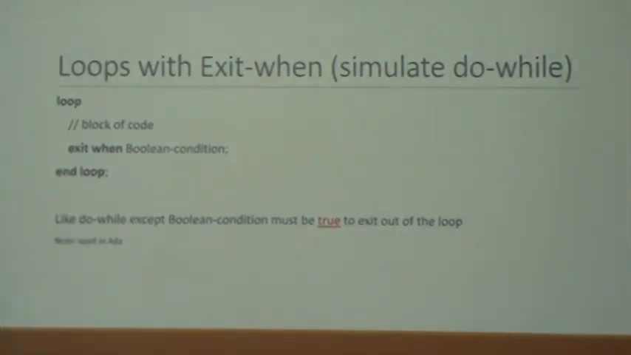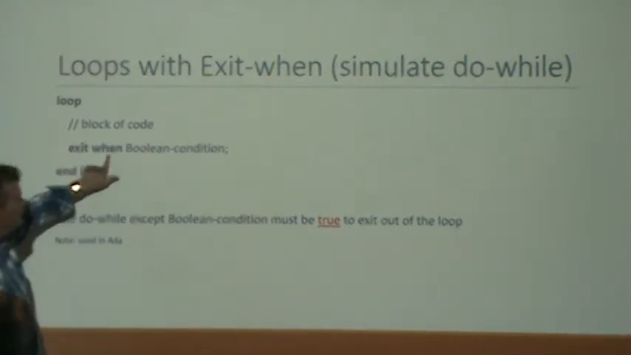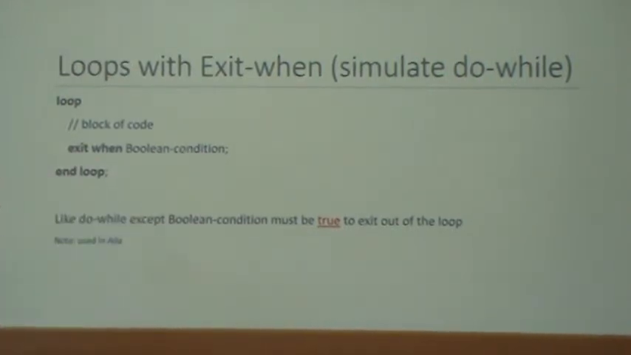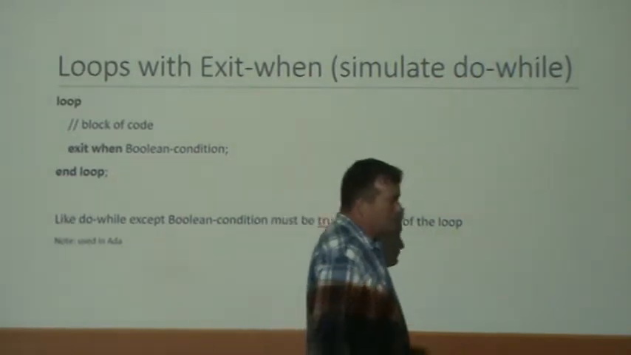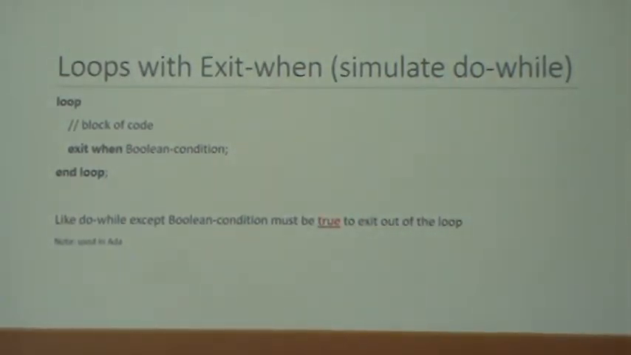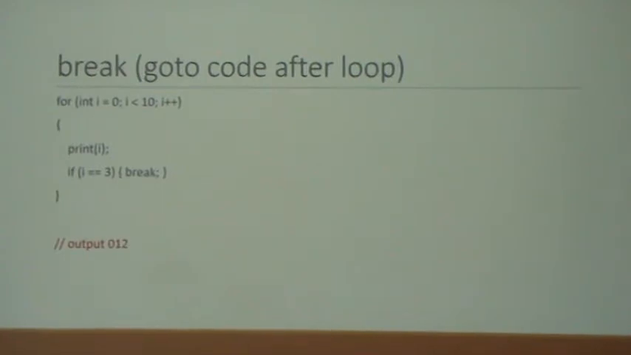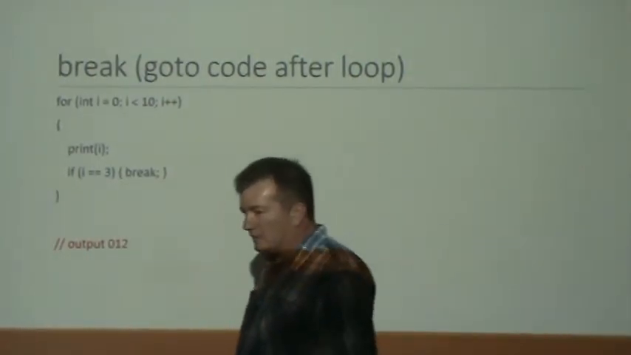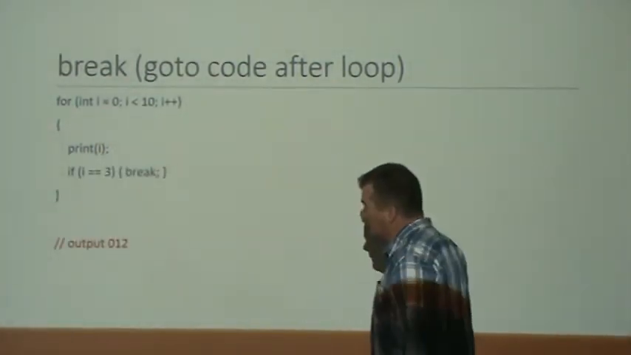Okay, so loops with exit when, which simulates a do while. So we can have a loop, run some code, and then say exit when this Boolean condition. When this Boolean condition becomes true, we exit the loop, which is effectively saying jump to the label at the end of the loop. So it's like the do while, except the Boolean expression must be true to exit, not true to stay in the loop. Okay. So this introduces the break statement, and a lot of arguing says you should never have a break statement, but the idea is like this.